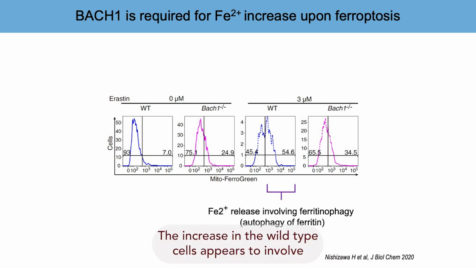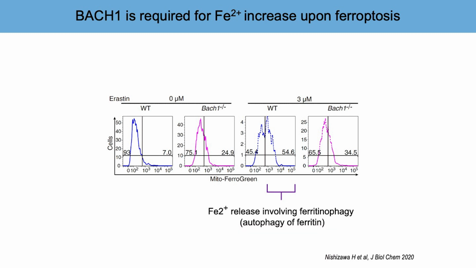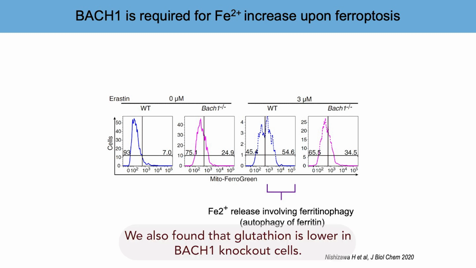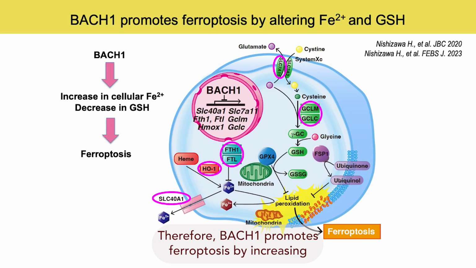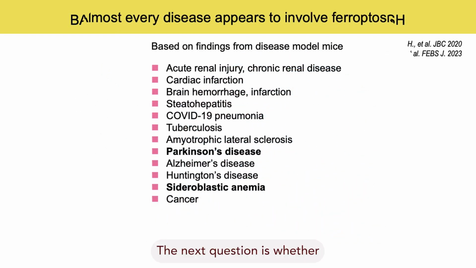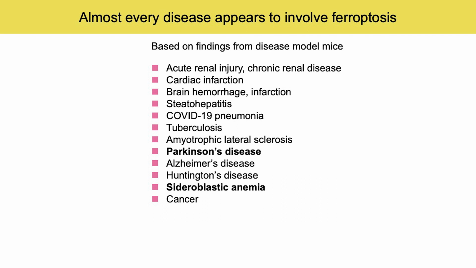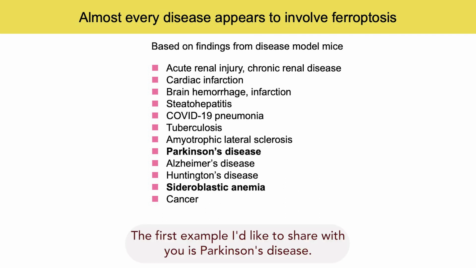The increase in the wild-type cells appears to involve ferritinophagy, releasing ferrous iron from ferritin. We also found that glutathione is lower in BACH1 knockout cells. Therefore, BACH1 promotes ferroptosis by increasing iron and decreasing glutathione. The next question is whether BACH1 regulated ferroptosis is involved in diseases. The first example I'd like to share with you is Parkinson's disease.